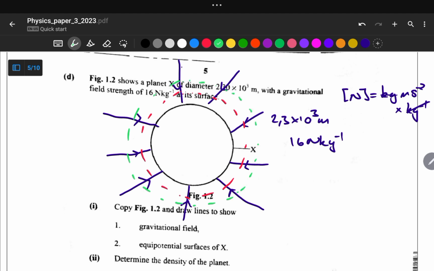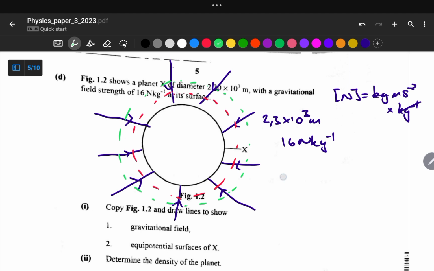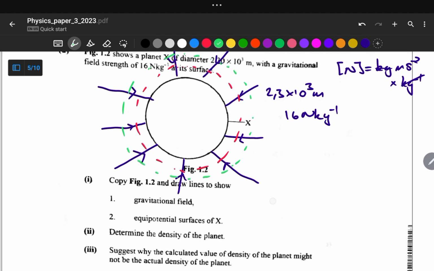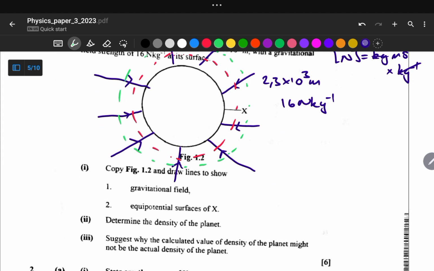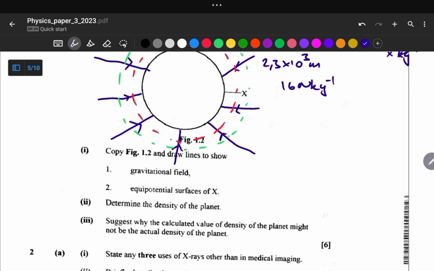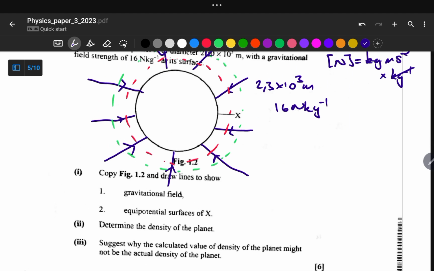Okay, so that is our equipotentials in the gravitational field. Okay, and then let us move on to the next part of the question, which says determine the density of the planet. So density is equal to mass over volume.